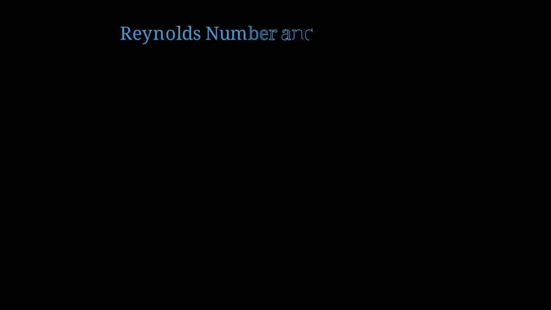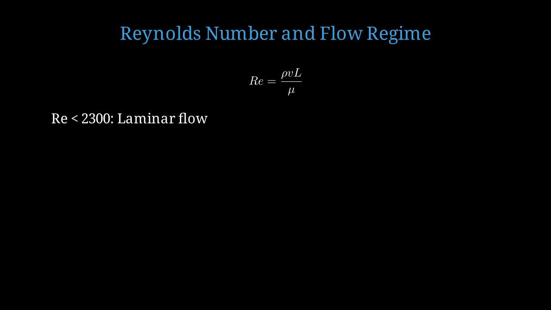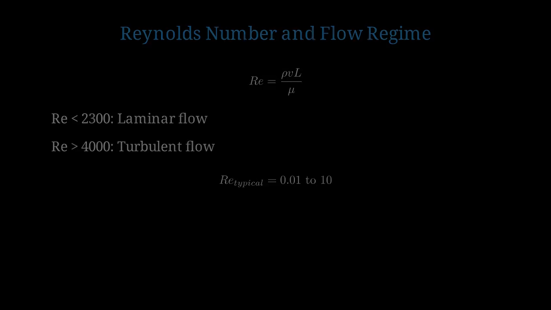Let me ask you a question. How do we determine whether flow will be laminar or turbulent in these microchannels? The answer lies in the Reynolds number. Reynolds number equals density times velocity times characteristic length divided by dynamic viscosity. When Reynolds number is less than 2,300, we have laminar flow, which is smooth and predictable. When Reynolds number exceeds 4,000, flow becomes turbulent with chaotic mixing. In microfluidic devices, Reynolds numbers typically range from 0.01 to 10, ensuring laminar flow.